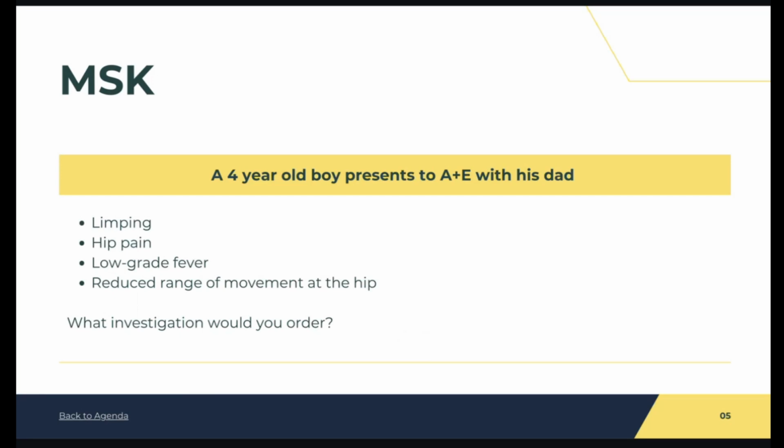So we're going to do an MSK question, kind of linking in, but let's imagine a completely different child. So this is a 4-year-old boy who presented to A&E with his dad, and he's been limping. And he's been complaining of having hip pain, and also had a low-grade fever, and there's reduced range of movement at the hip. So what investigation would you order?